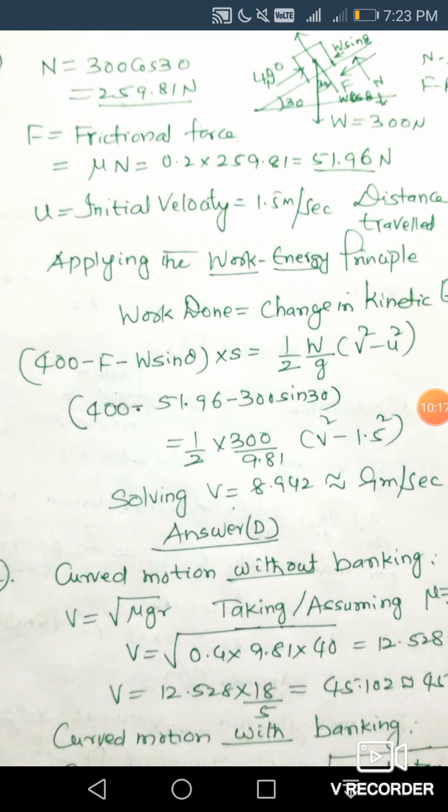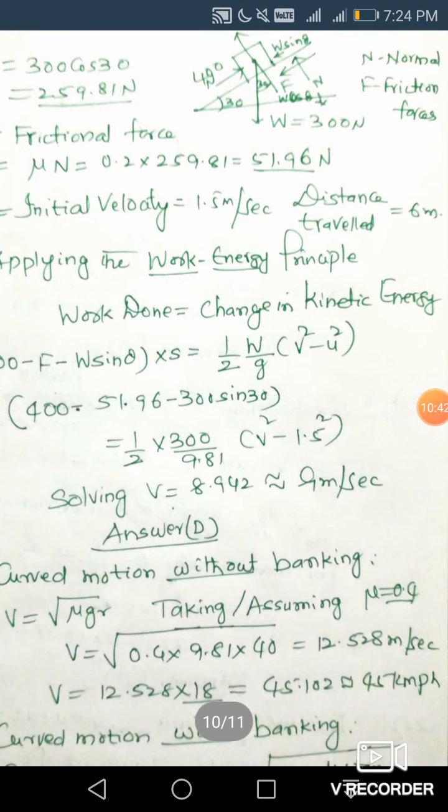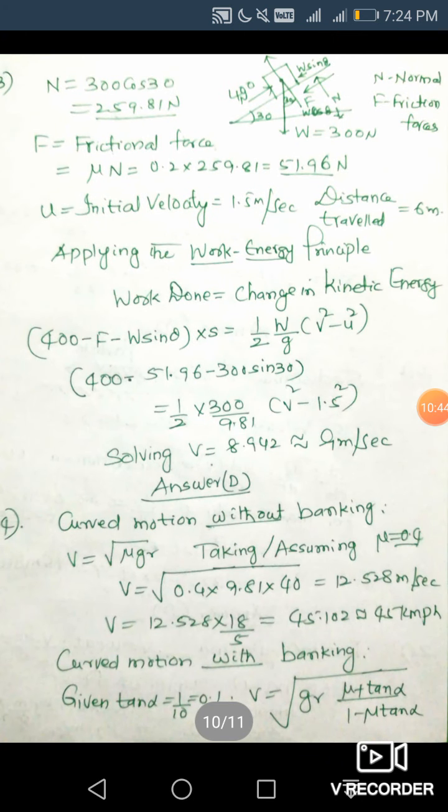Always your friction force will be acting in the negative direction, that means the opposite direction. Accordingly, normal force is equal to 300 cos 30, that is equal to 259.81, and frictional force is equal to mu N. We know from frictional fundamentals, 0.2 into 259.81, so that comes out as 51.96 newtons. The initial velocity is given as 1.5 meters per second, and distance traveled is also given, it is 6 meters.